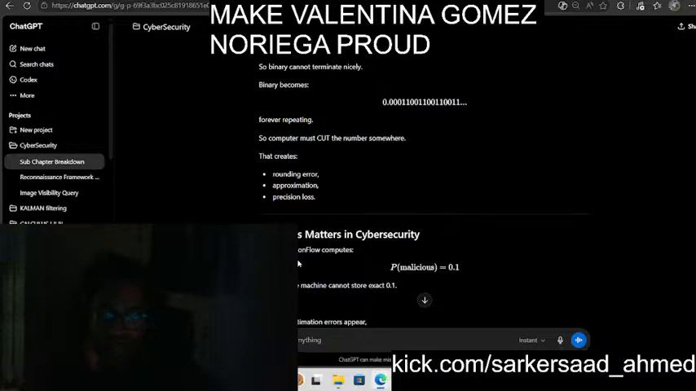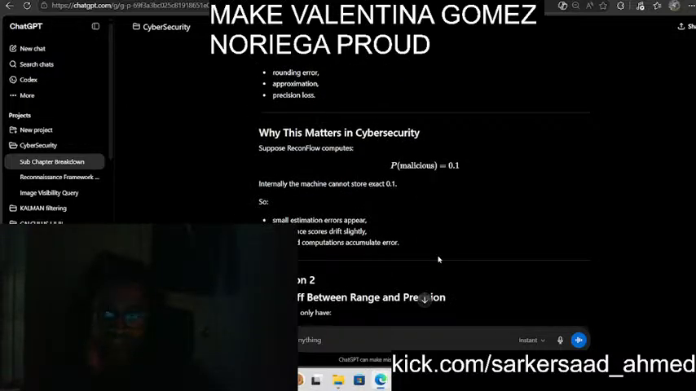And suppose this program computes p, the probability of malicious, as 0.1. Internally the machine cannot store exact 0.1. So small approximation errors appear and the confidence score will drift slightly. Repeated computations will accumulate error, meaning if I compute again and again, I'm going to keep having more and more errors. 0.1 is 1 by 10, but 10 is not a power of 2. There is a value of k where 2 to the power k equals 10, but it's not a nice, clean value, right?